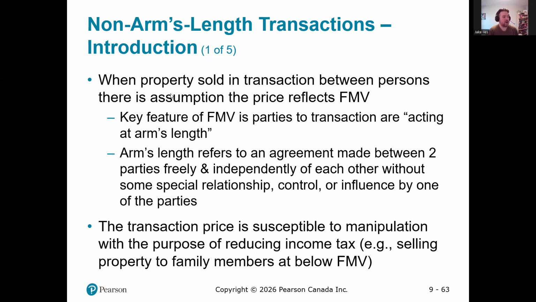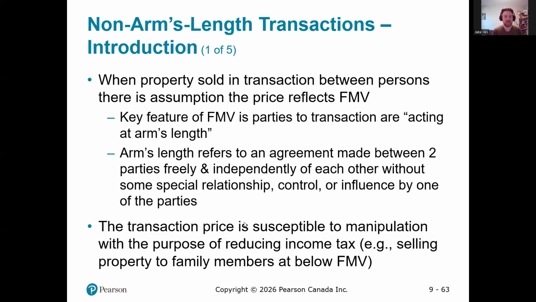So, as I mentioned, when property is sold in a transaction between any persons, the assumption is that the price reflects its fair market value. I've agreed to the highest price, they've agreed to their lowest price, so the price must reflect a fair price. It's a fair market value for the thing I'm trying to sell. The key feature of fair market value is that the parties to the transaction are acting at arm's length. Arm's length refers to an agreement made between two parties freely and independently of each other without some special relationship, control or influence.